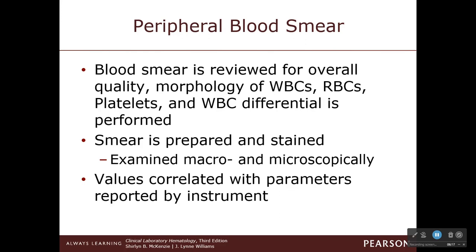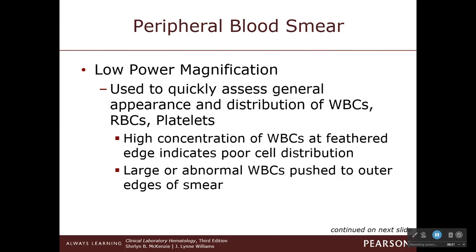Okay? But in chemistry, unfortunately, we can't do that, okay? But in all the other departments, we really can. We can look at it and see something that's visual, okay, as we go. All right, so peripheral bloods are very, very important for us. All right, so we should always use a low power magnification to quickly scan and assess the general appearance of the cells.